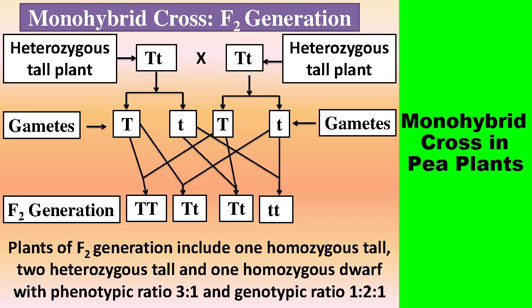So, there are two sets of experiments: one for the production of the F1 generation, and the second set of experiments was selfing of plants which were obtained from the first filial generation. The first experiment gives one law, that is the law of dominance, and the second experiment also provides us the second law, that is the law of segregation.